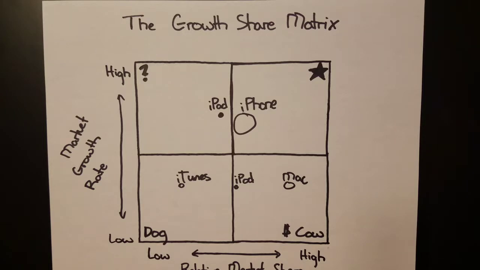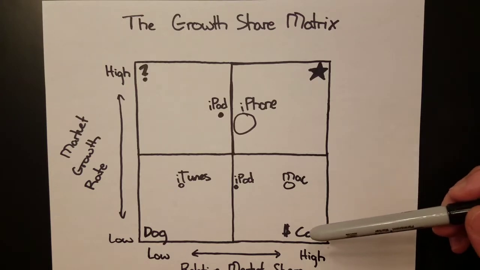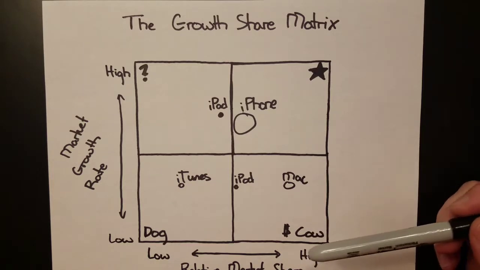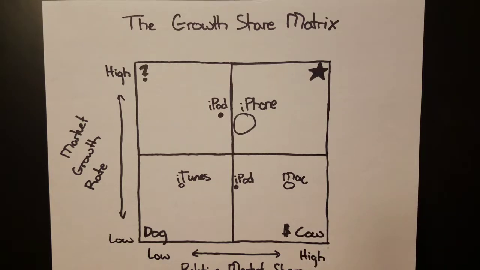When a market has low growth, these well-established product lines are more suited for the cash cows quadrant. Finally, in a low-growth market, a product line with a lower market share belongs in the dogs quadrant, sometimes called the pets quadrant. We can use Apple and a few of its product lines to illustrate the use of this matrix.